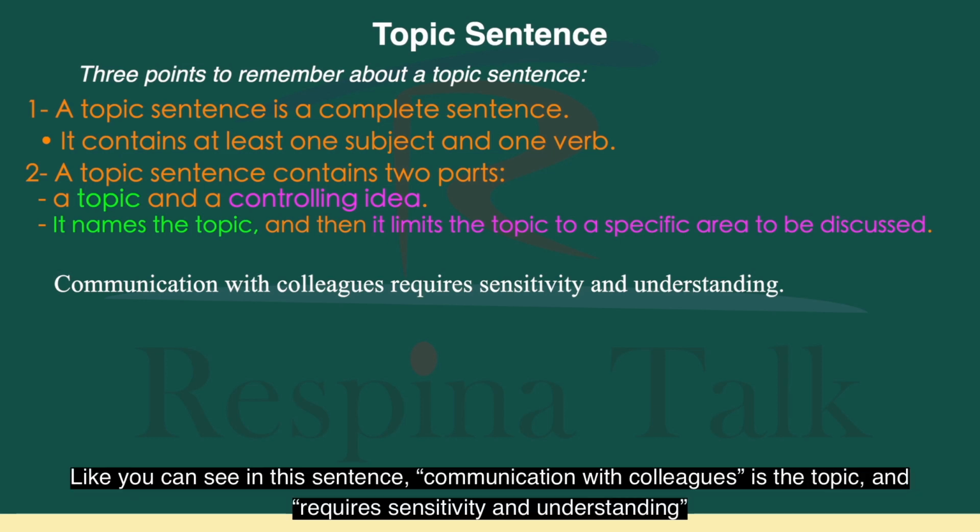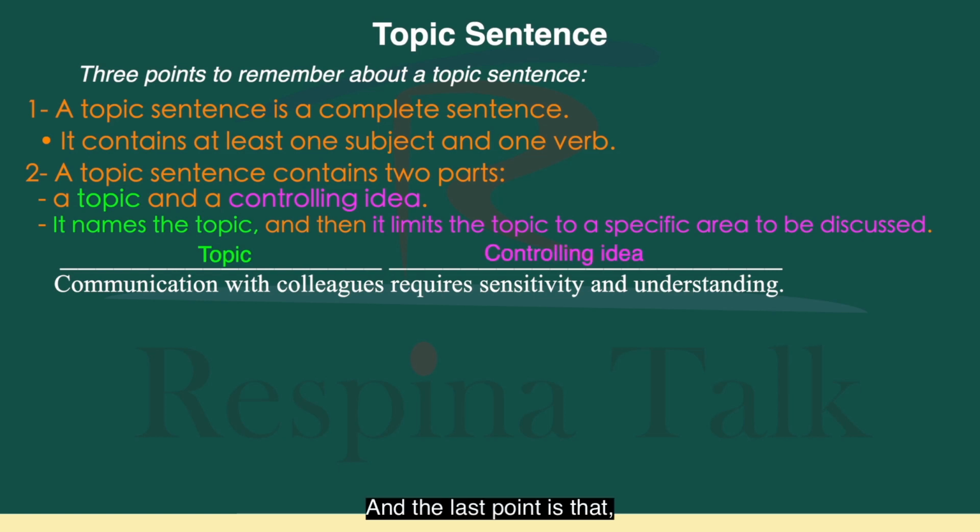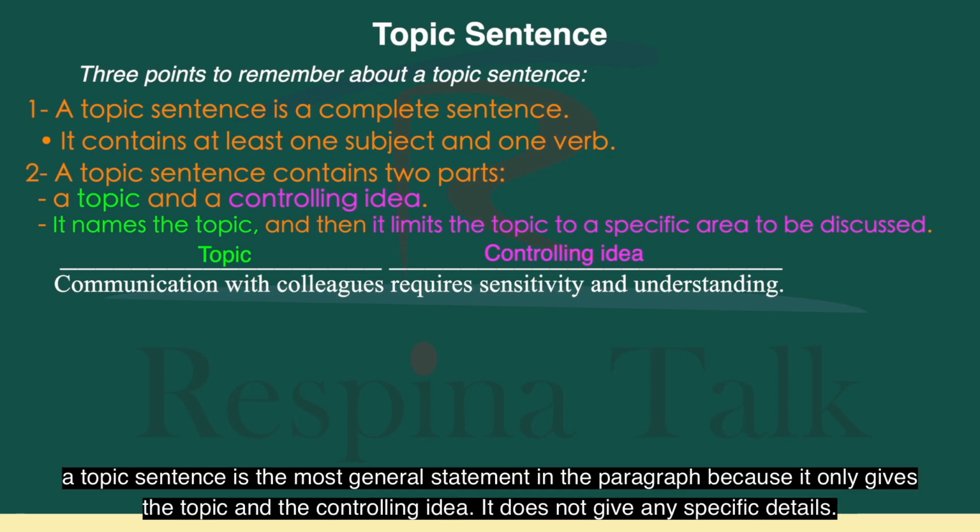As you can see in this sentence, communication with colleagues is the topic, and requires sensitivity and understanding is the controlling idea, which limits the main topic. And the last point is that a topic sentence is the most general statement in the paragraph because it only gives a topic and the controlling idea. It does not give any specific details.